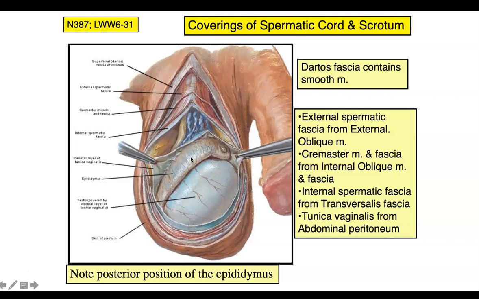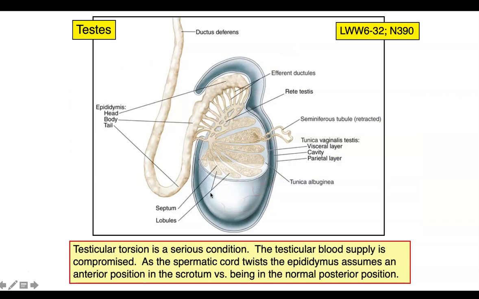The testis and epididymis lie within this scrotum, and here is the spermatic cord by which the testis is suspended within the scrotum. So here you can see this is the parietal layer of the tunica vaginalis, and here is the visceral layer of the tunica vaginalis, and underneath the visceral layer, the testis has a thick whitish capsule. The thick white capsule of the testis is called tunica albuginea.